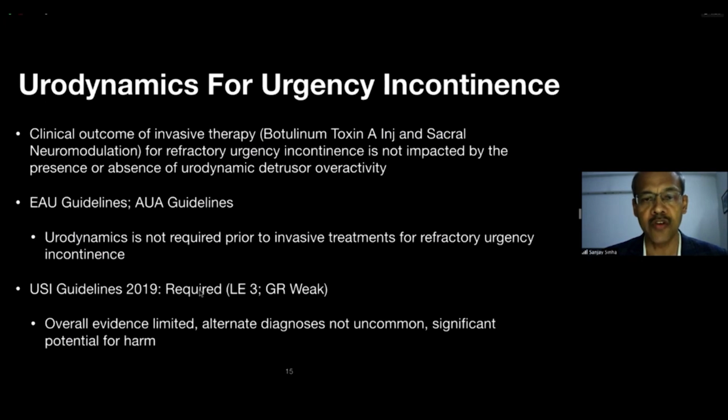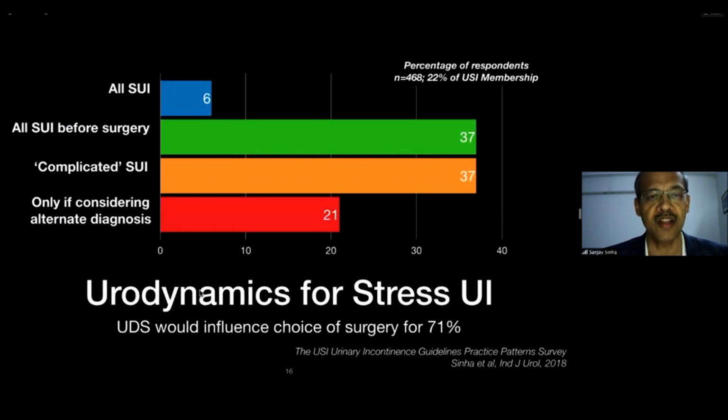search for detrusor overactivity, but because alternate diagnosis, especially voiding dysfunction, is not uncommon, and there is significant potential for harm because once you label the patient as refractory, it opens the floodgates for treatments like sacral neuromodulation and botulinum toxin. And we felt, based on the evidence available, that it would be preferable to have urodynamics, though most of the guidelines do not require that from you. Urodynamics is used very variably by the Urological Society of India fraternity, but suffice to say that for the complicated patient, you must always be doing it and exercise diligence.